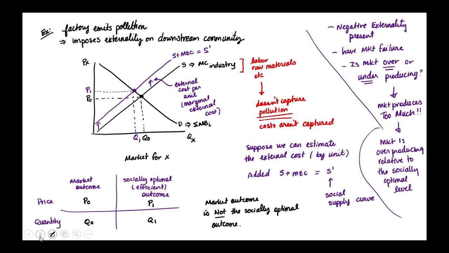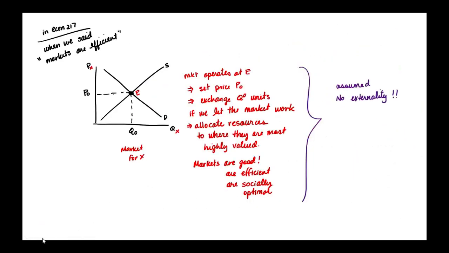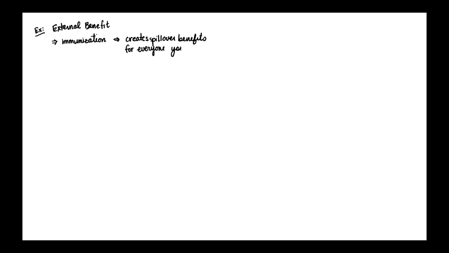Okay. So let's look at the case of an external benefit. Let's use the example of an immunization. We agree that an immunization creates spillover benefits for everyone you come into contact with.